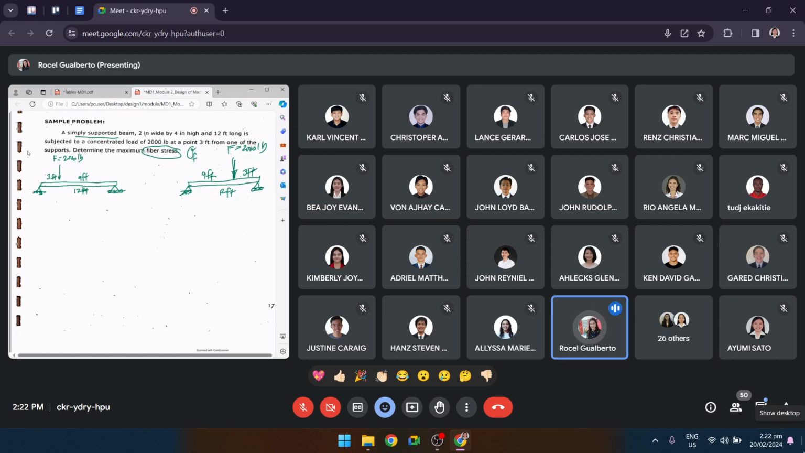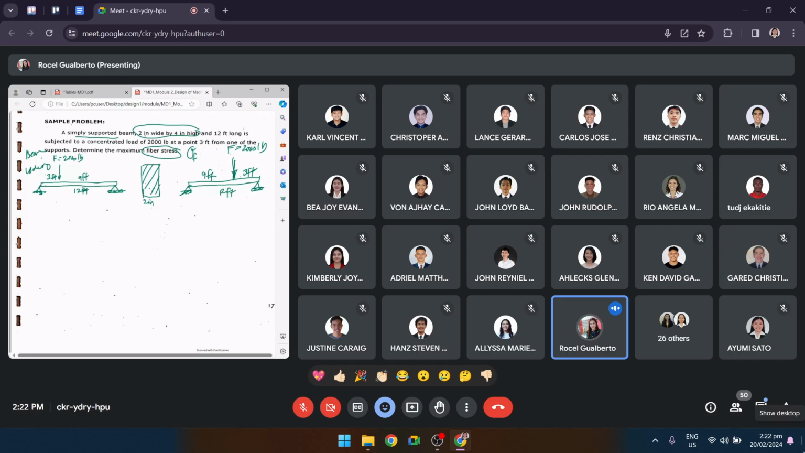Next, we draw the beam cross-section. Ano pong sabi doon? 2 inches wide by 4 inches high. So, ilagay po natin. Say, this is the cross-section of the beam, which is 2 inches wide.